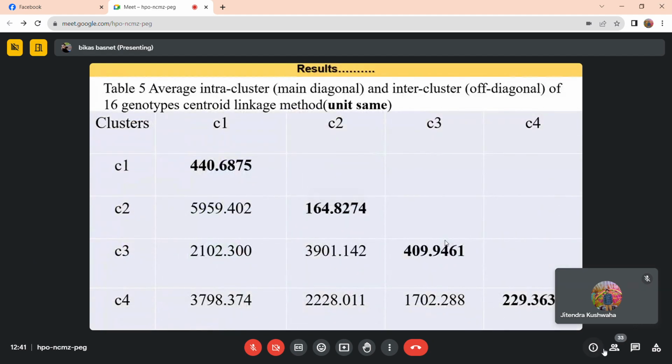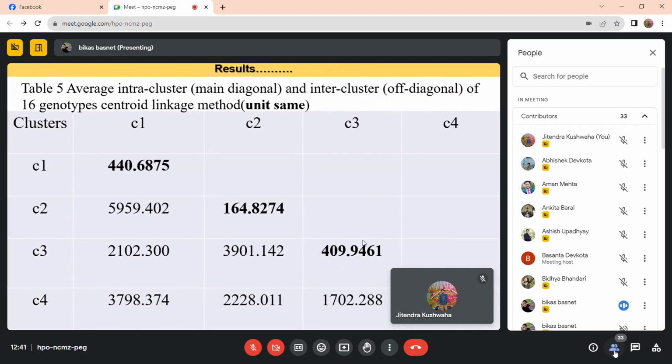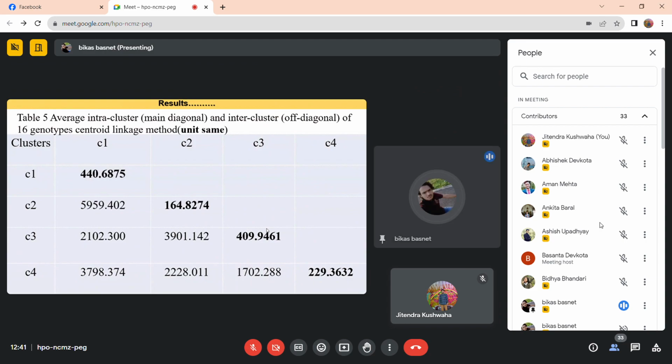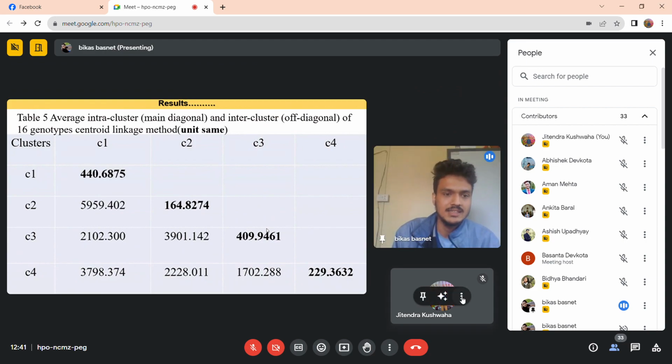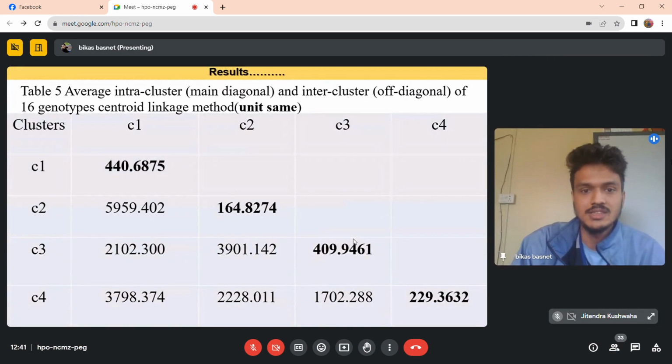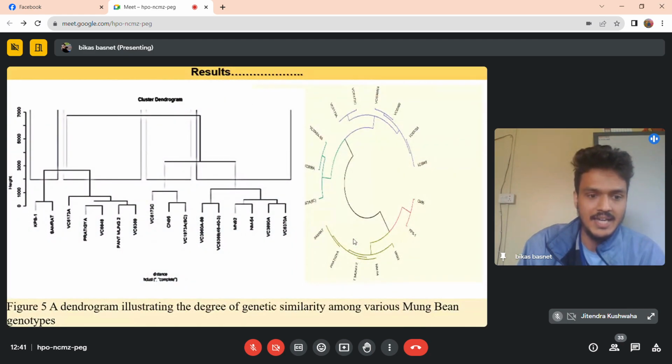And here is the cluster analysis, where I used the centroid linkage method for the grouping of the genotypes. The intercluster distance is higher between cluster C1 and the others, and the intra-cluster distance is highest for C3 and C4. The main diagonal represents the intra-cluster distance, and the off diagonal represents the intercluster distance. Here is the hierarchical dendrogram that represents the clustering of the genotypes based on phenotypic markers.